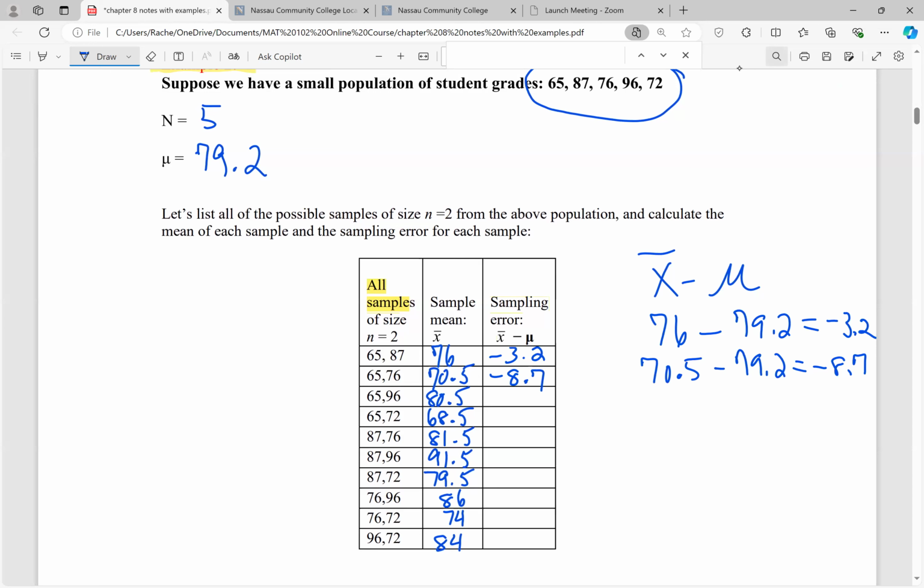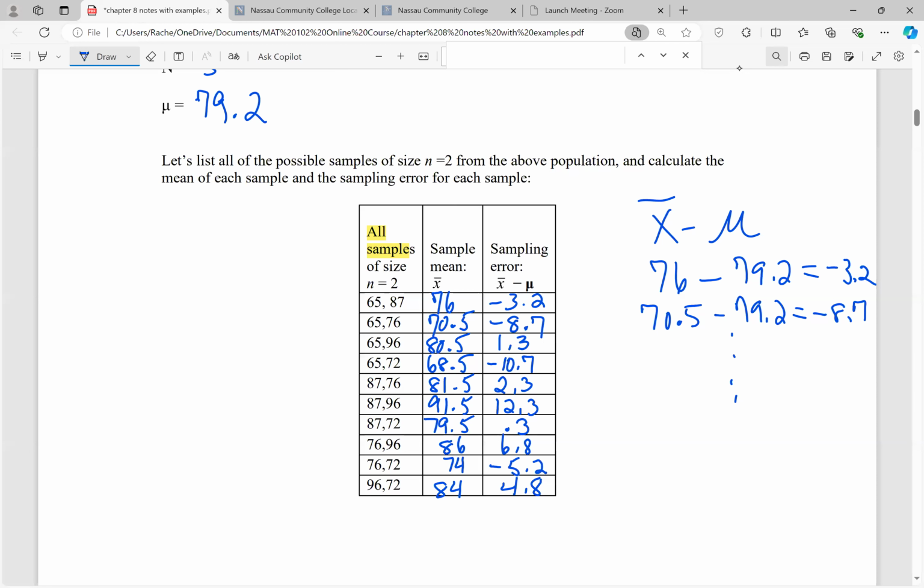So I'm going to have you pause here, and I want you to fill in the rest of the sampling errors. So take the difference between each sample mean and the true population mean and finish filling in that column, and I'll do it also. So take a look and make sure you got all these sampling errors.